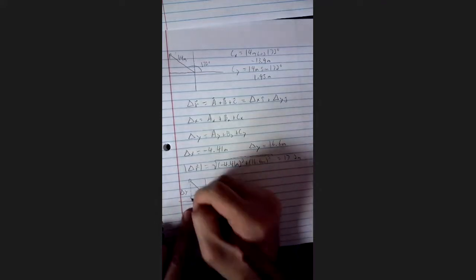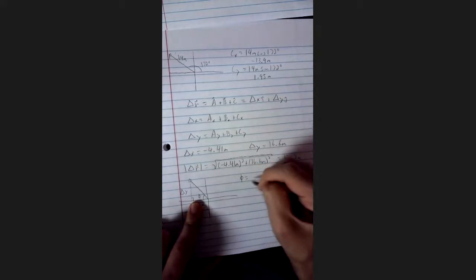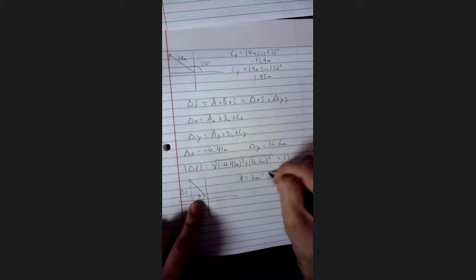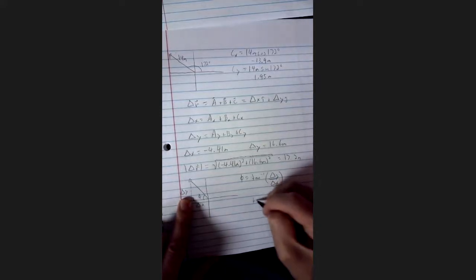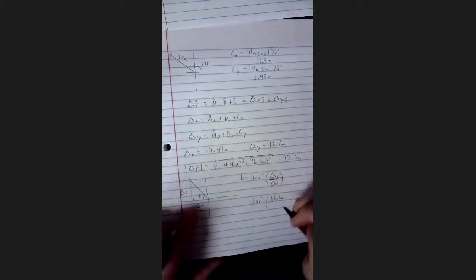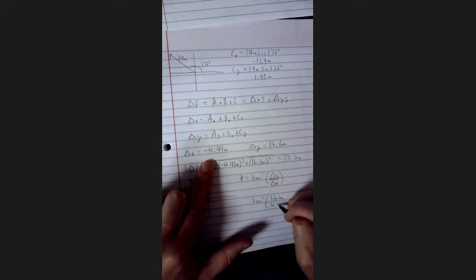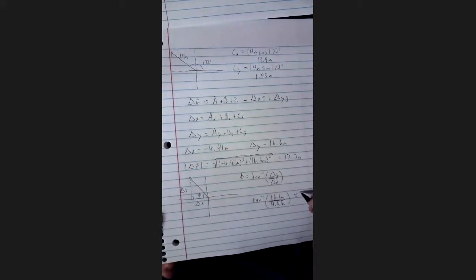And so by looking at this right triangle, this is a right angle, we can find our angle here by taking the arctan of the opposite side, which is y, over our adjacent side, which is x. And so in this case, our y part is 16.6 meters and our x part is 4.41. So we don't include the negative here. We just put the numbers as they are. And so if you plug this in, then you get 75.1 degrees.